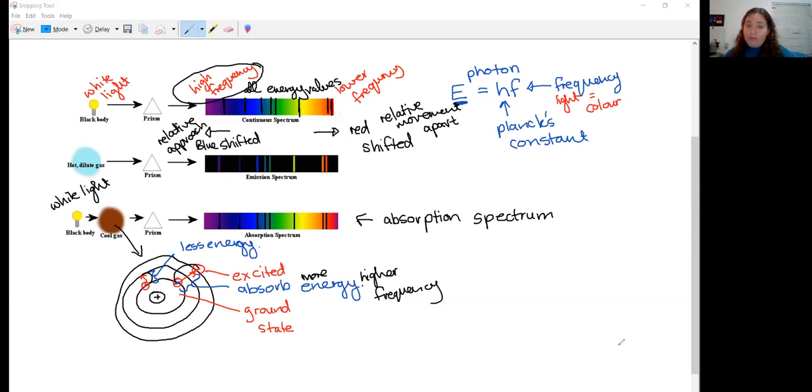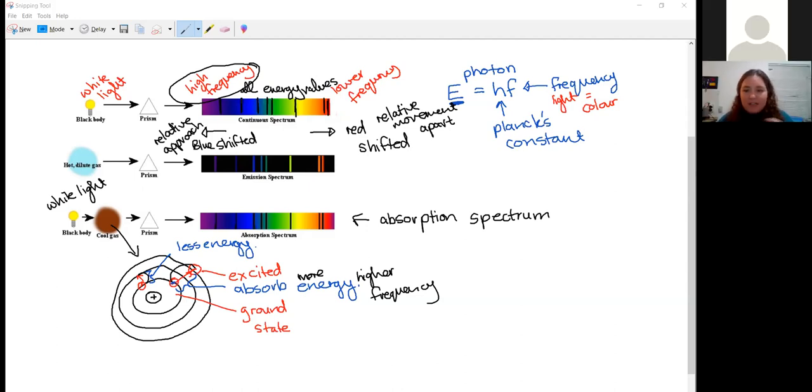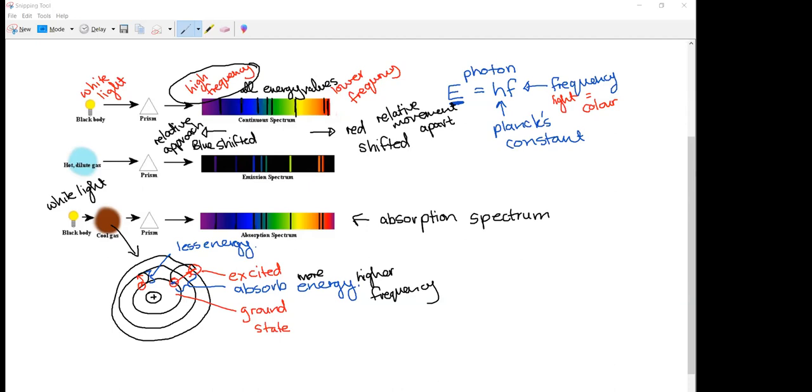Everything is moving away from everything else, which means by default that we think it's expanding. Can I quickly ask, does anybody have any questions on this? I'm hoping that it makes decent sense to you at this point in terms of being able to put all of the little bits together and make sense.